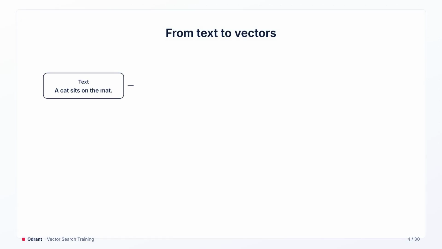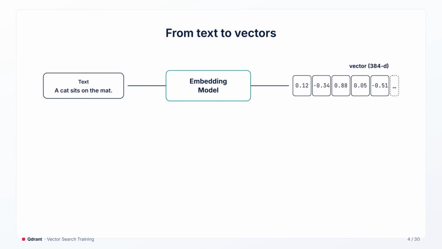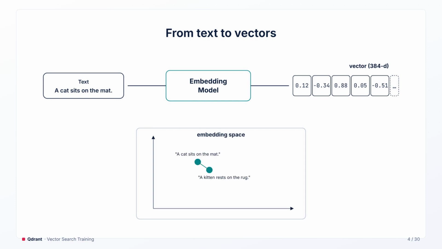An embedding model turns raw text into a list of numbers, a vector. Similar sentences map to nearby points, while unrelated ones land far apart. In this training, we use the all-MiniLM model, which produces 384 dimensions for every piece of text. Those vectors are exactly what Qdrant stores and searches.